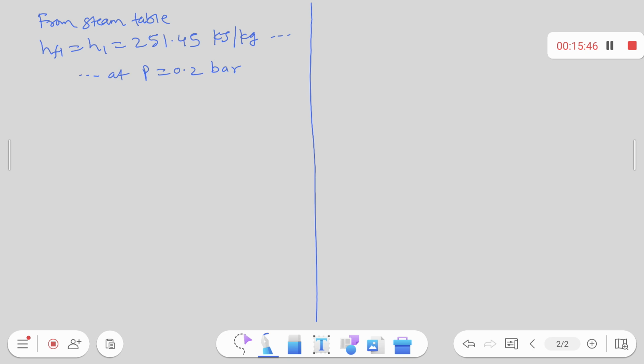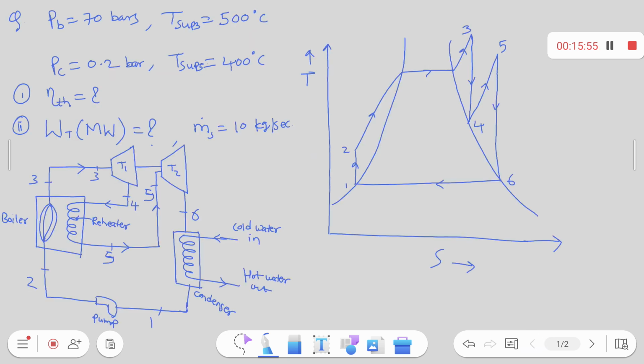How to calculate the pump work? Always remember, to calculate the pump work, here pressure is how much? 70 bar. And here pressure is how much? 0.2 bar. What is the function of the pump? To raise the pressure from 0.2 bar to 70 bar. That is the function of the pump.